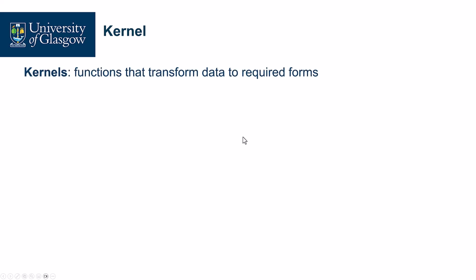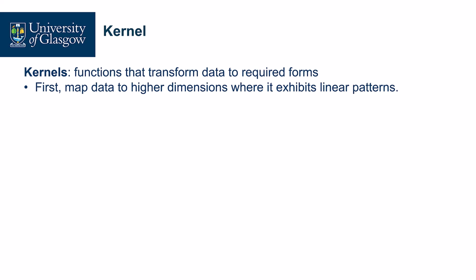The first concept is the kernel. Kernels are functions that transform data to some required forms. Normally we observe that in lower dimension, the data may be highly nonlinear, but when we map it to a higher dimension, it becomes linearly separable. So we first map the data to higher dimensions. In this space, we have linear patterns. Then we can use a linear classifier in the new input space, or we call it the feature space, right? Then the problem is solved.